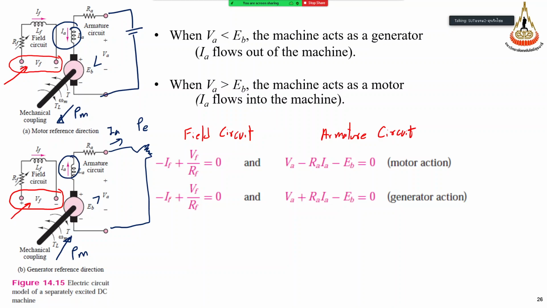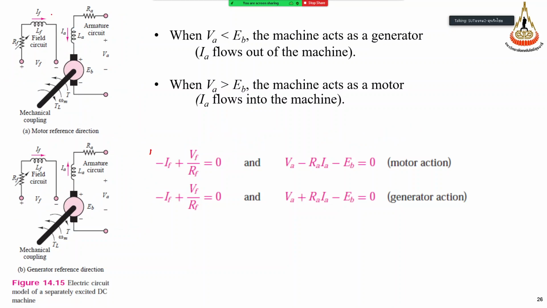So the field winding circuit is this circuit, right? With KCL, we can say that VF and RF will be equal, right? VF equals IF times RF, or we can rearrange into this formula for IF.